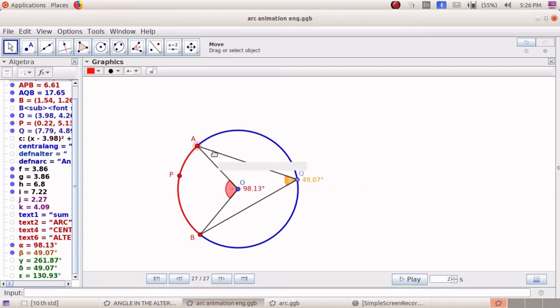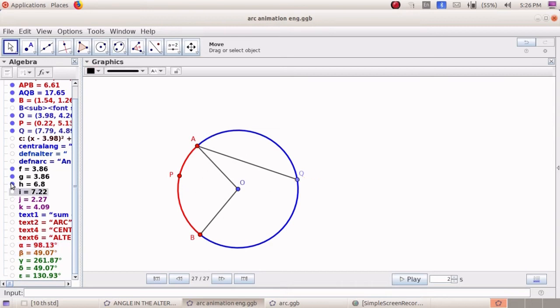Now we have proved that if the endpoints of an arc are joined to a point in the alternate arc, that is, the angle in the alternate arc, we see that the angle is half the central angle of the arc. In the case of a smaller arc, what we find, the same can be found in the case of a larger arc also. See, here the arc is smaller.